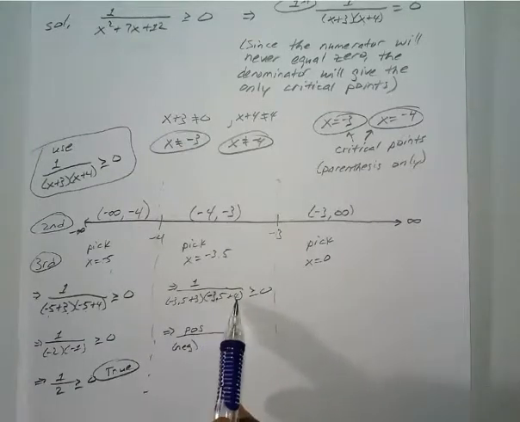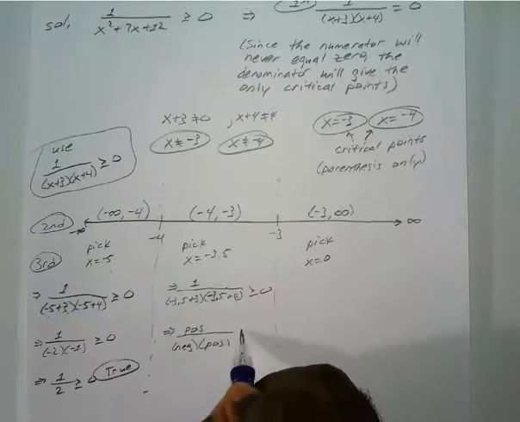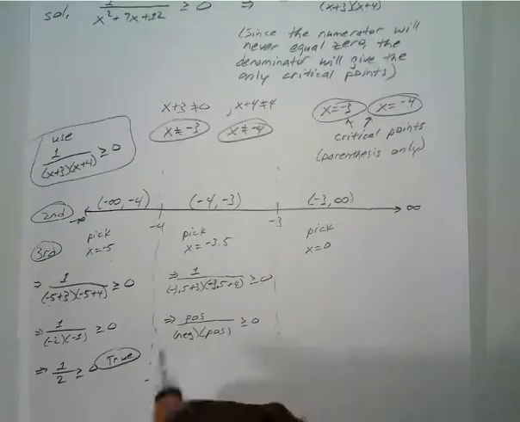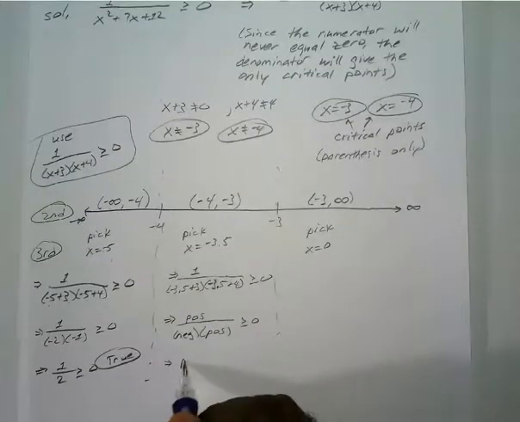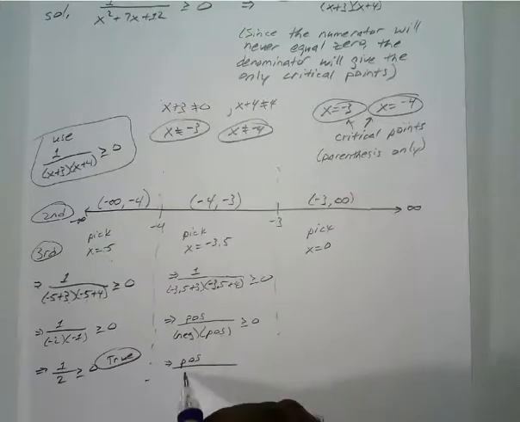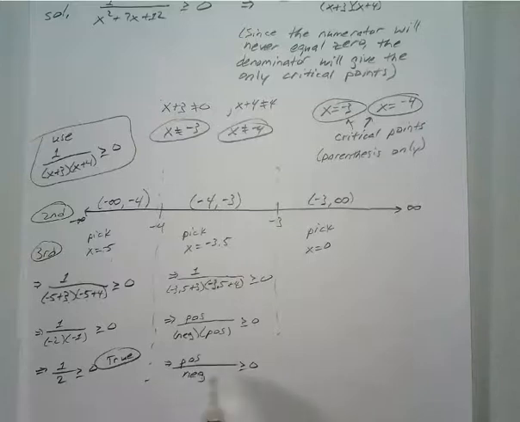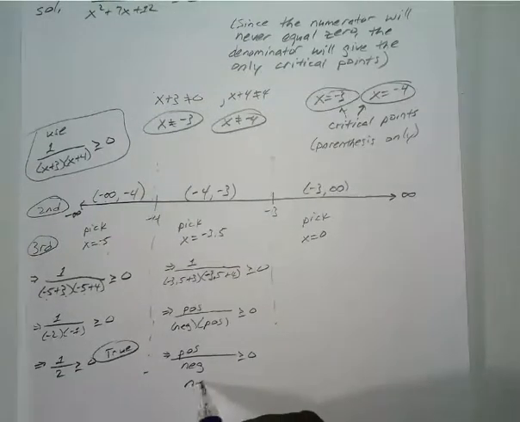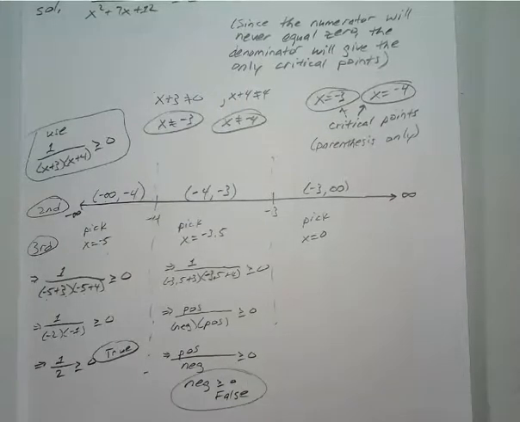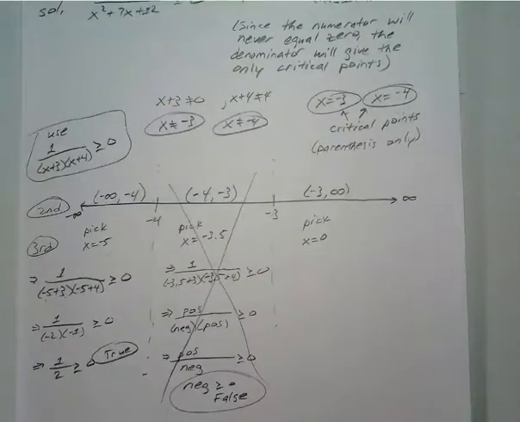Negative 3.5 plus 4, the 4 is the larger absolute value, so we know that's going to be positive. So that gives you a positive value over a negative times positive is negative. Greater than or equal to 0. Positive divided by negative is negative. So here we have a negative is greater than or equal to 0, which is false. There's no negative number that's larger than 0, so we can go ahead and cross that one out.